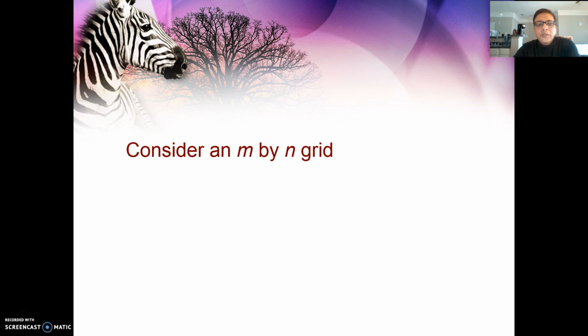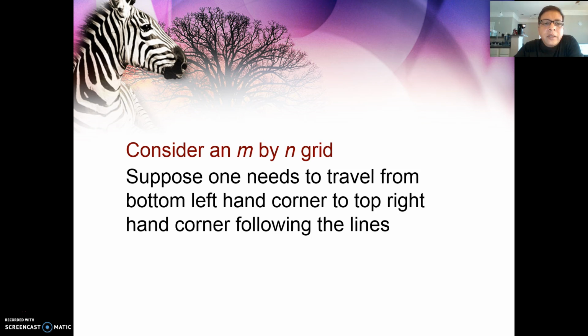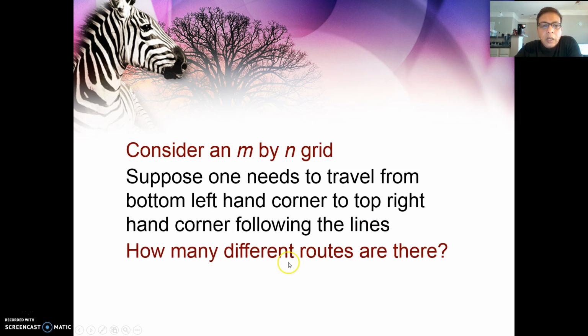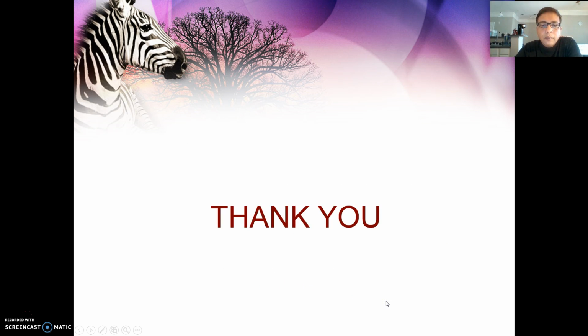So we can generalize this problem. Consider an M by N grid. Suppose one needs to travel from the bottom left hand corner to the top right hand corner following the lines. And obviously one can move only rightwards and upwards. So how many different routes are there? The answer is (M plus N) factorial by M factorial into N factorial.